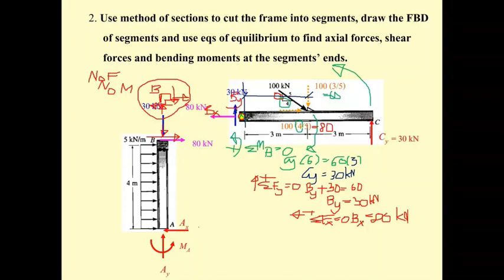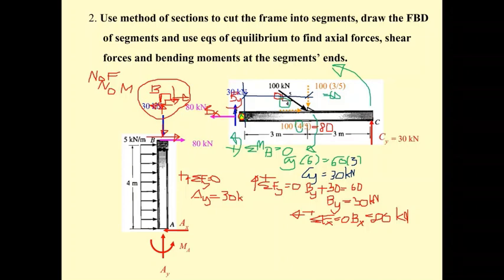Okay, and if you like, you may use summation of F sub y equal to 0, with up as plus, and then you get the A sub y, and the A sub y is easily equal to 30 kilonewton. So the A sub y is 30 kilonewton.